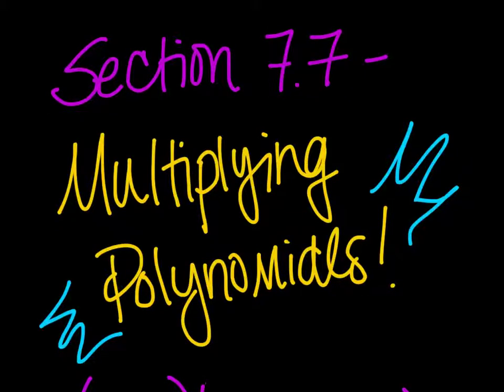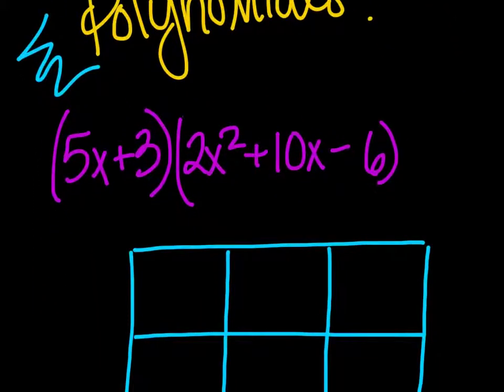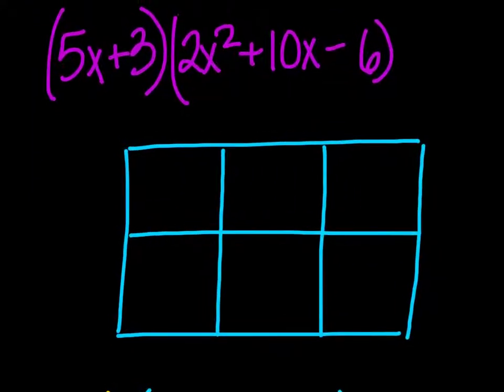Welcome to the last video in section 7.7. This is multiplying polynomials. Here is an example problem. We'll work our way through that so we can look at what we're talking about.